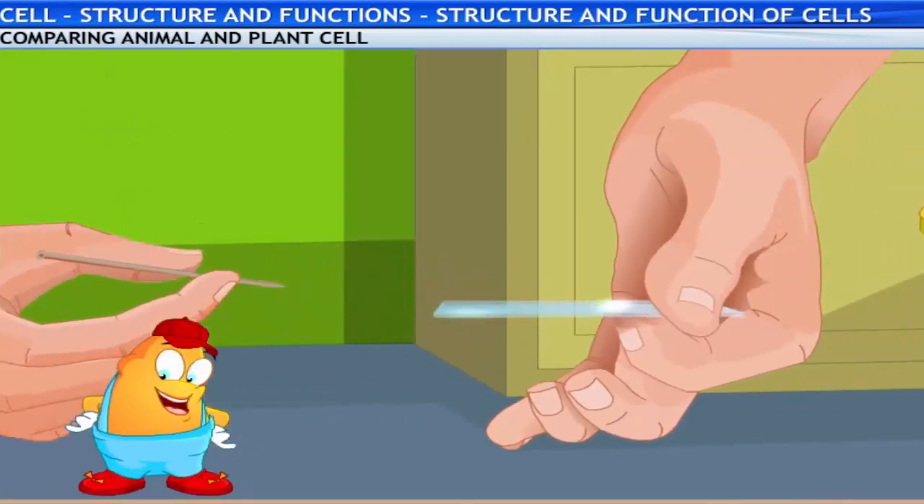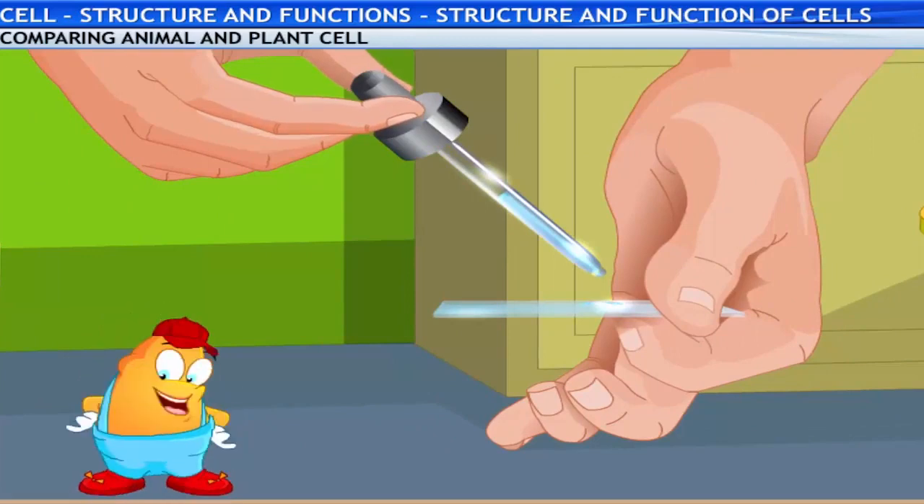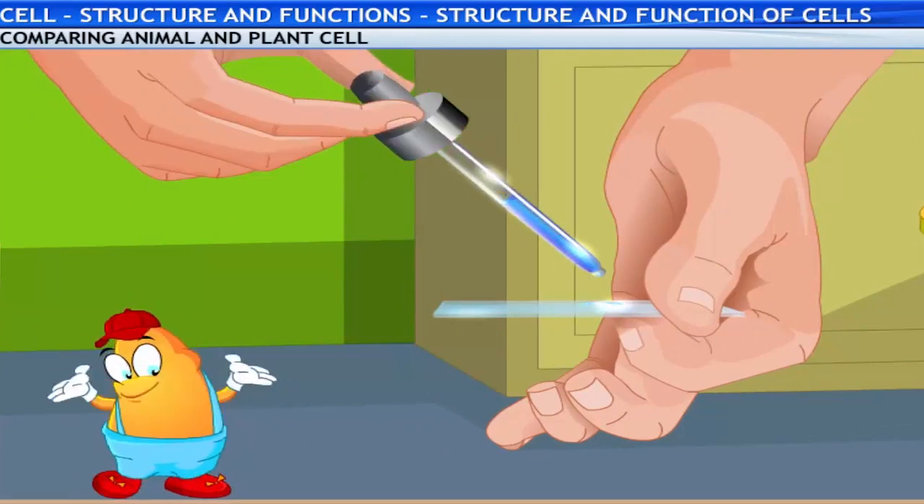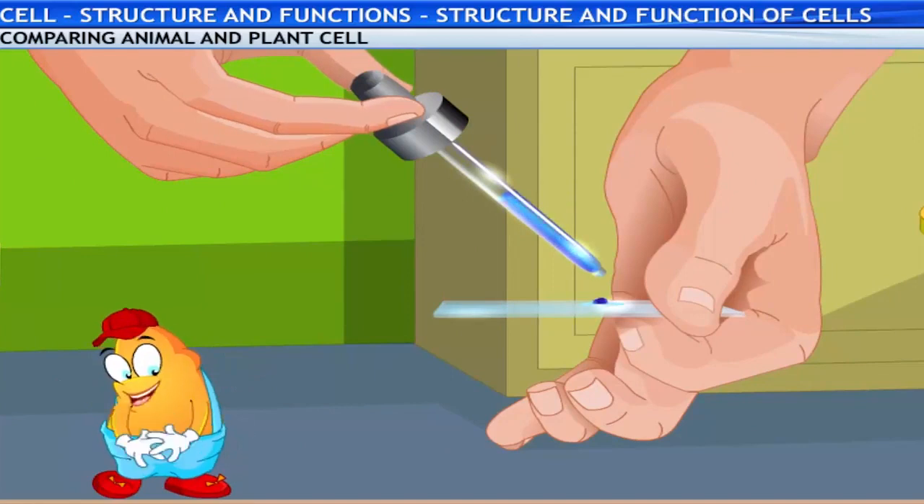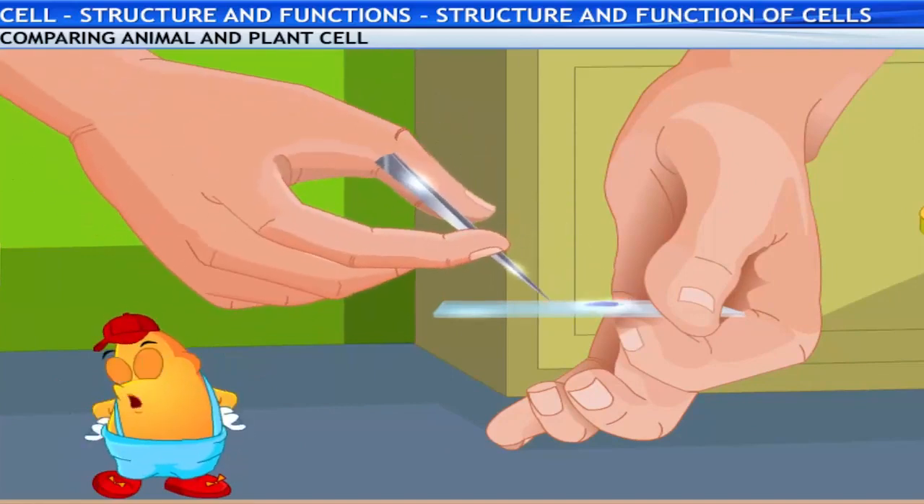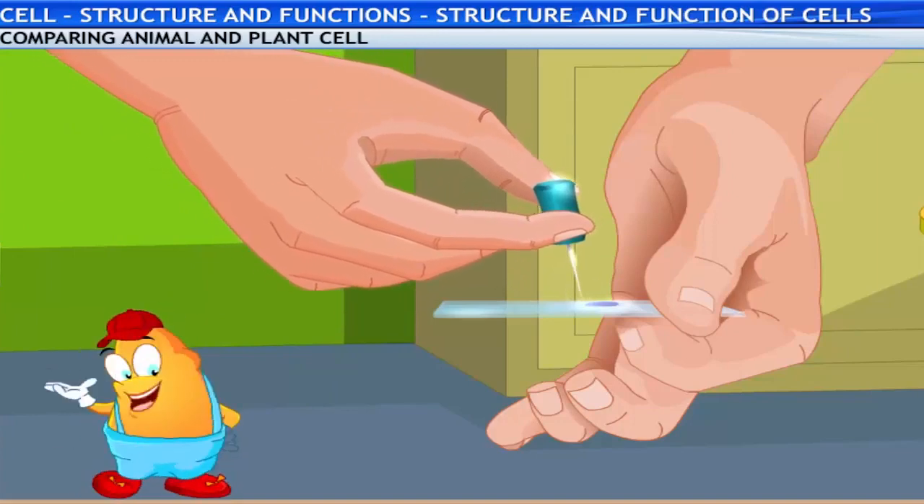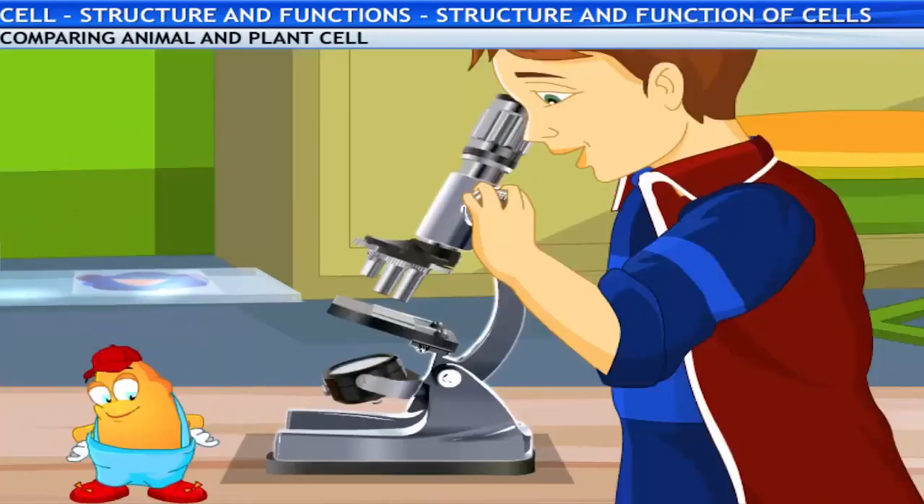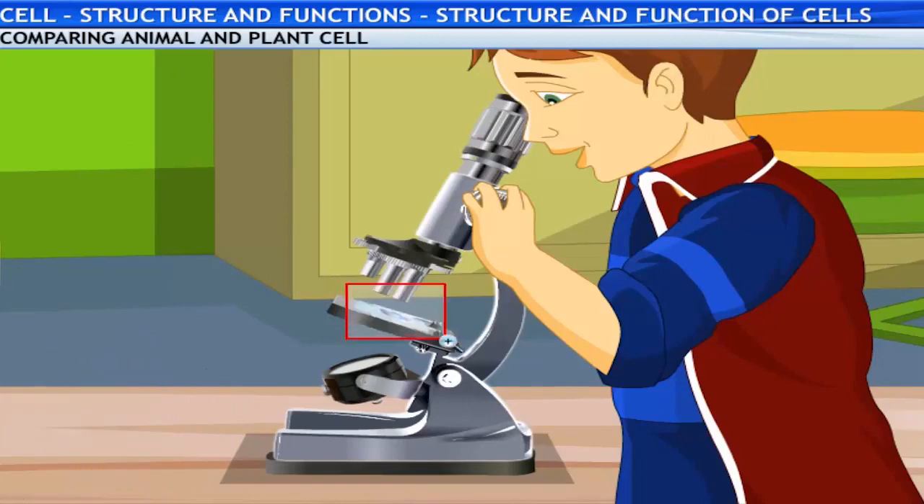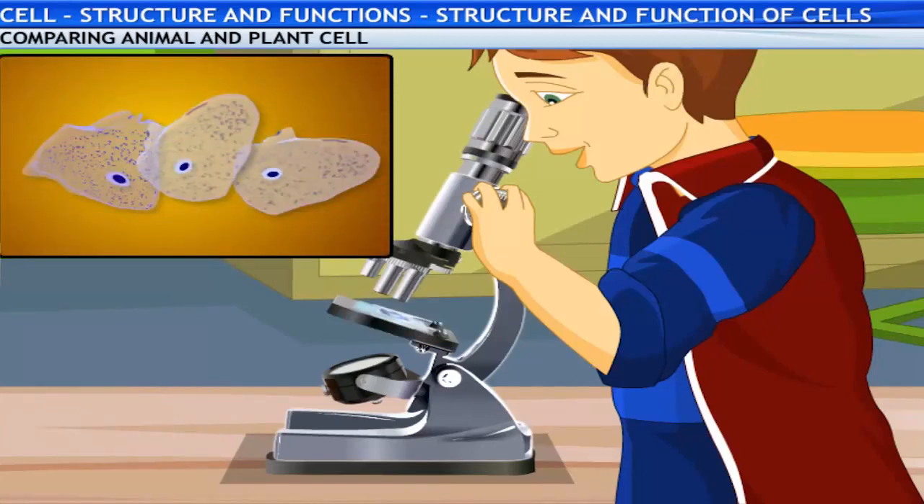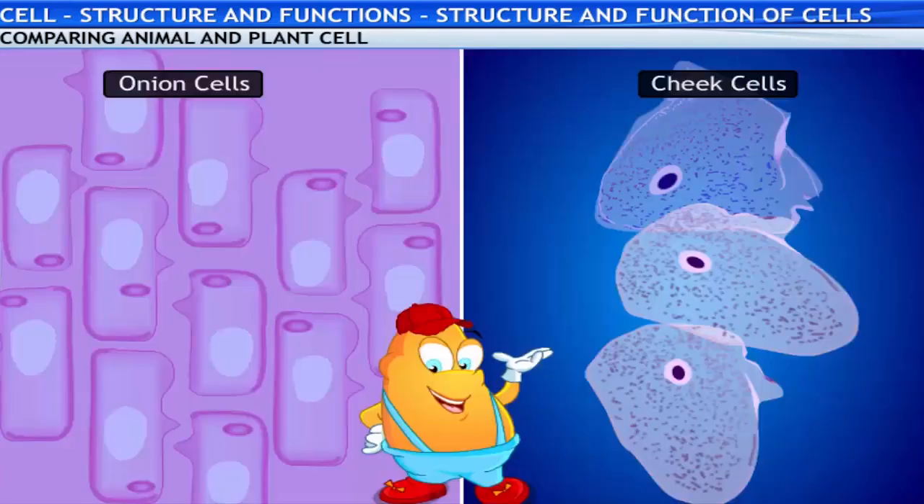Let's place the scraping on a slide and add a drop of water to it. Now, add a drop of methylene blue and place a cover slip over it. Make sure no air bubbles form during this process. There, we are done. Now, place it on the stage and observe it through the microscope. This seems to be different from the plant cell.